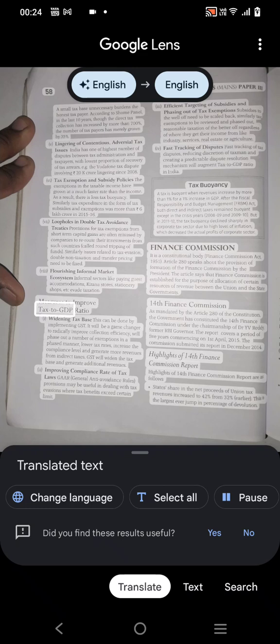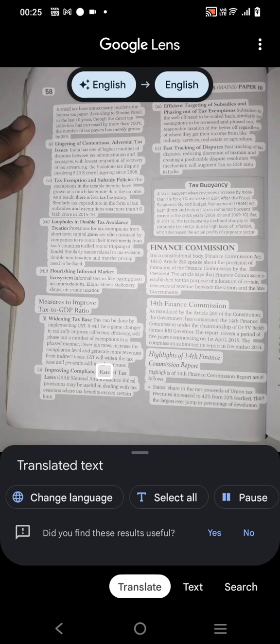Measures to improve the tax to GDP ratio. Widening the tax base. This can be done by implementing GST. It will be a game changer to radically improve collection efficiency, will phase out a number of exemptions in a phased manner, lower tax rates, increase the compliance level and generate more revenues from indirect taxes. GST will widen the tax base and generate additional revenues.